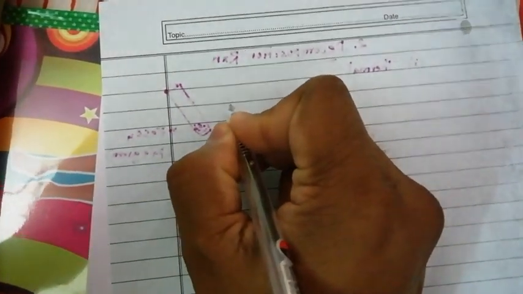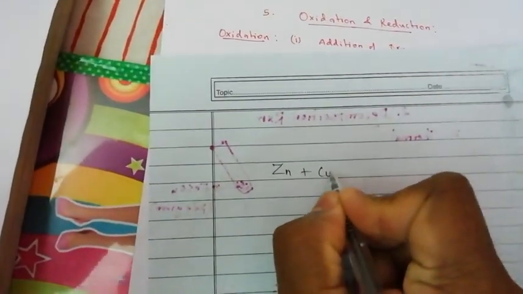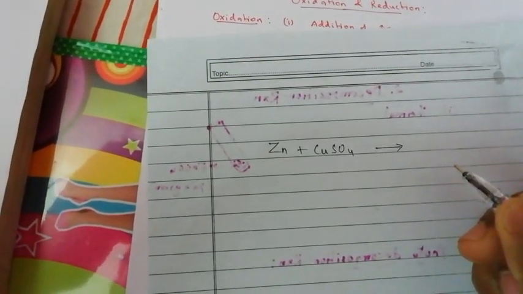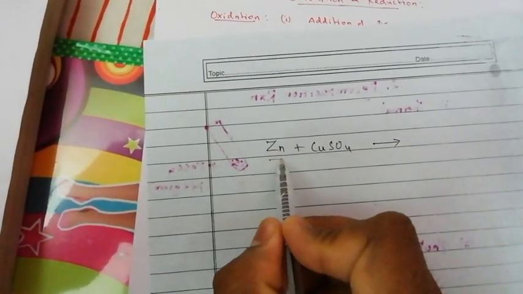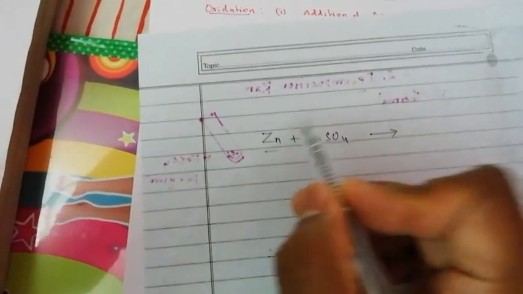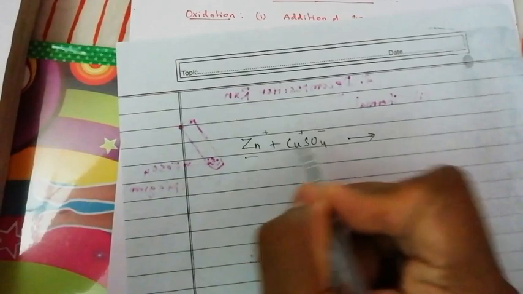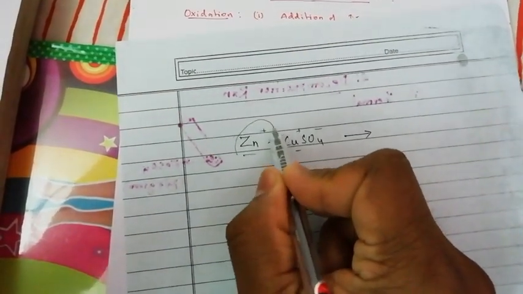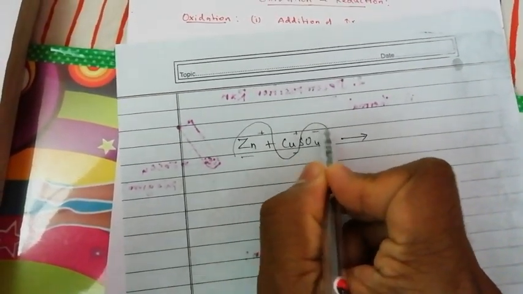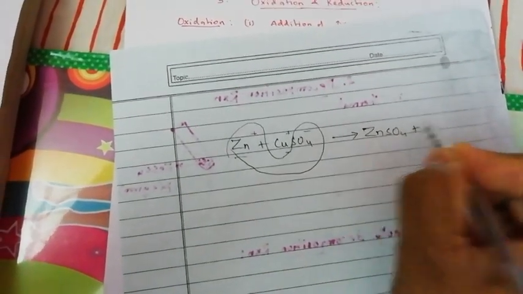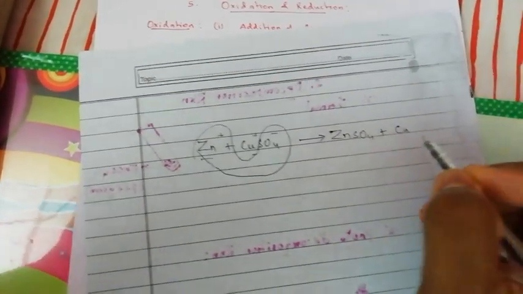Let's try with one more example of a displacement reaction, like an example of zinc with copper sulfate. As we know, the reactivity series of metal, zinc is more reactive than copper. So same thing, what happens, zinc is also positive, copper is also positive, and this is negative. Zinc will go and sit with sulfate, so I can write it as zinc sulfate. And what about the copper? Thrown out. Clear?